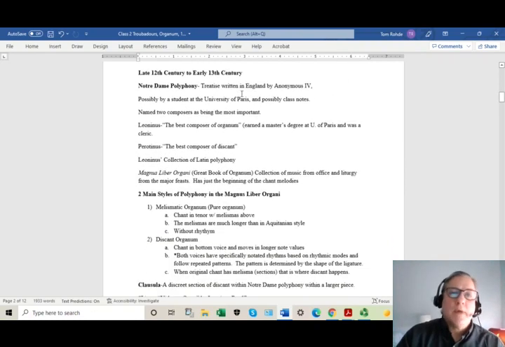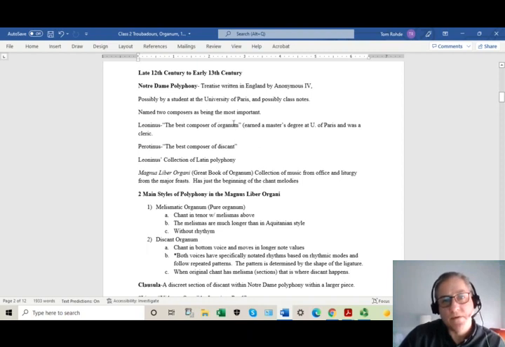Now, by the late 12th century into the early 13th century, the styles of organum were brought to the Notre Dame Cathedral in Paris. And then there is a treatise that many scholars reference by someone called Anonymous 4, and he talks about a couple of composers, Leoninus and Perotinus, being the best composers of certain styles of polyphony.